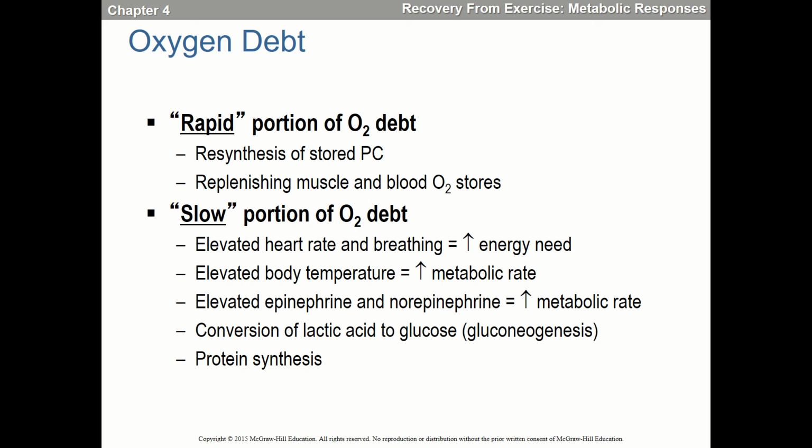Okay, next stuff: conversion of lactic acid to glucose, or gluconeogenesis. That's going to be through something called the Cori cycle, C-O-R-I.